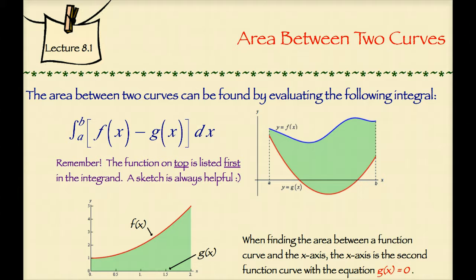When finding the area between a function curve and the x-axis, the second function curve has the equation g of x equals 0. So technically, if we wanted to find the area under this curve f of x, we could list this as f of x minus g of x. But since g of x is just equal to 0, when finding the area between a function curve and the x-axis, we simply need to evaluate the integral f of x dx on the specified interval, in this case from 0 to 2.